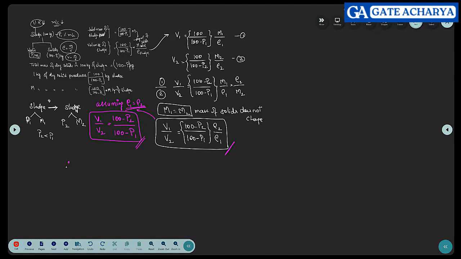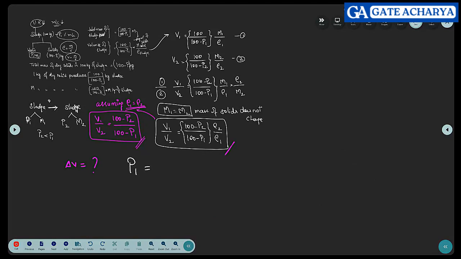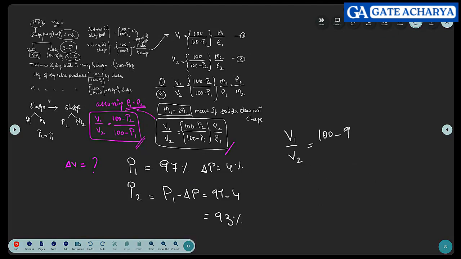So you are supposed to find out what is the change in volume. When the moisture content is reduced by 4% from the current percentage, now 97, delta P is given as 4%. So P2 is P1 minus delta P, so 97 minus 4 is 93%. Apply this formula.